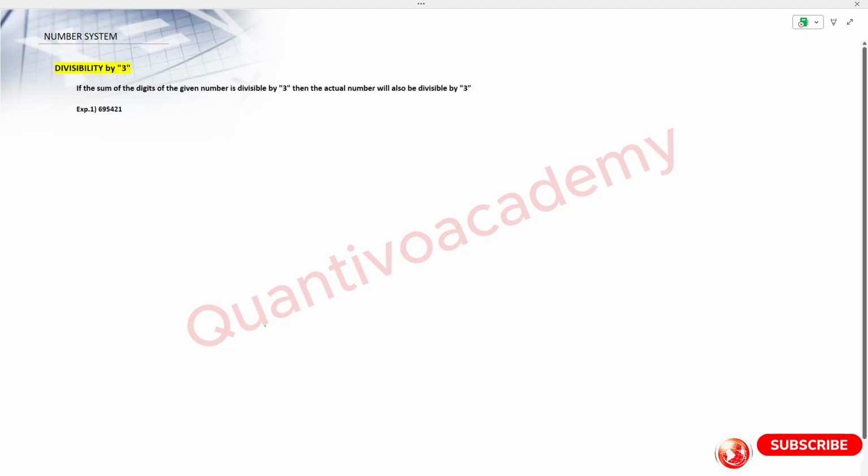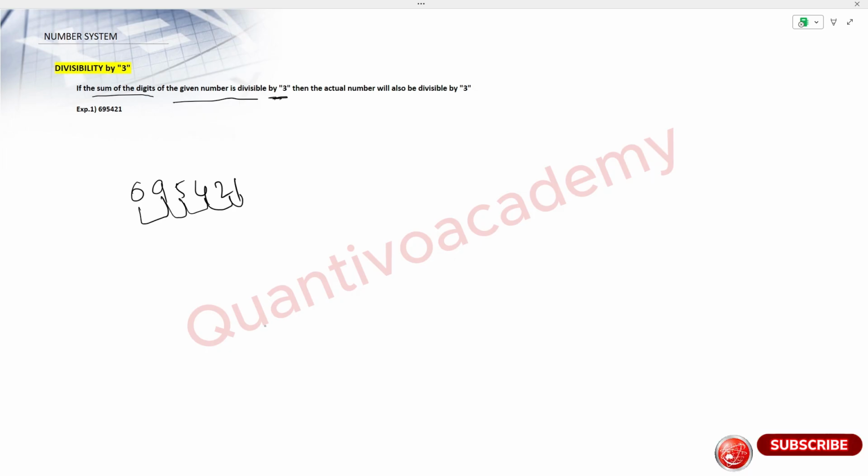Now the next divisibility we have is divisibility by 3. Let's understand the divisibility by 3 with an example question, 69541. For divisibility by 3, if the sum of the digits of a given number is divisible by 3, then the actual number is also divisible by 3. So let's do the sum of these digits.